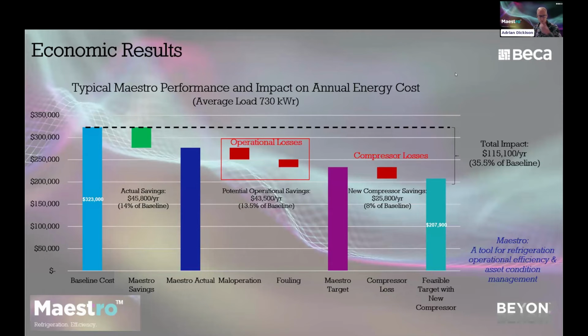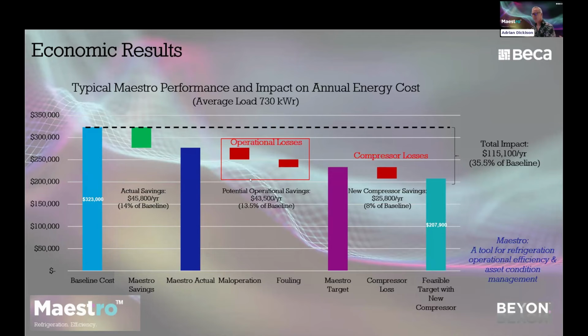So what are the economic results? This is from last year's operation of this particular site. The average refrigeration load is about 730 kilowatts, so the drawn power of this plant is around about 250 kilowatts typically. We saved, just with the Maestro scheme itself, about $45,000, so that's about 14% of baseline.